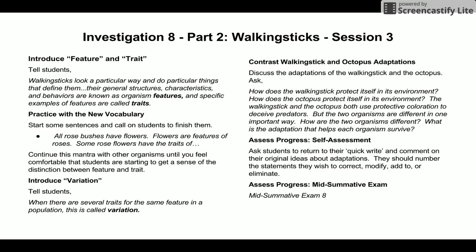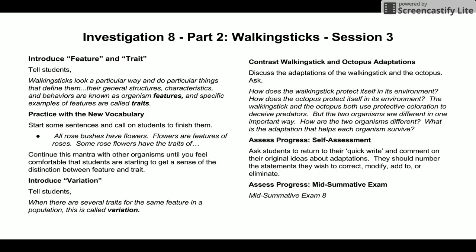Practice with the new vocabulary. Give students some sentences and call on them to finish them. Continue this mantra with other organisms until you feel comfortable that students are starting to get a sense of the distinction between feature and trait. Next, tell students that when there are several traits for the same feature in a population, this is called variation.